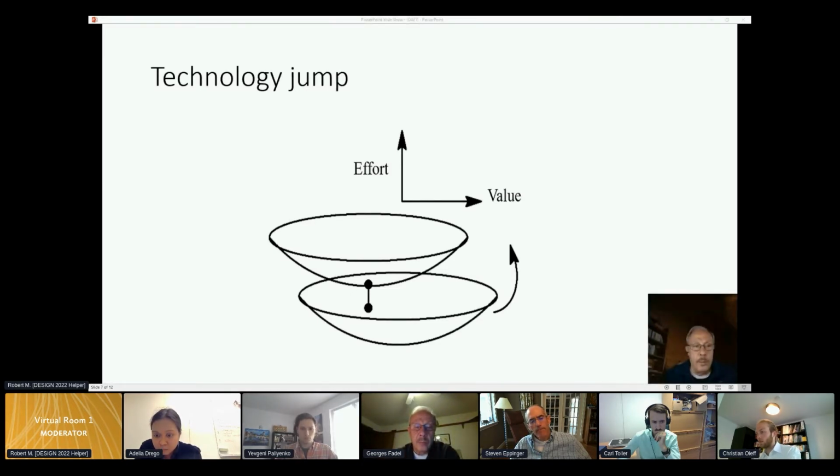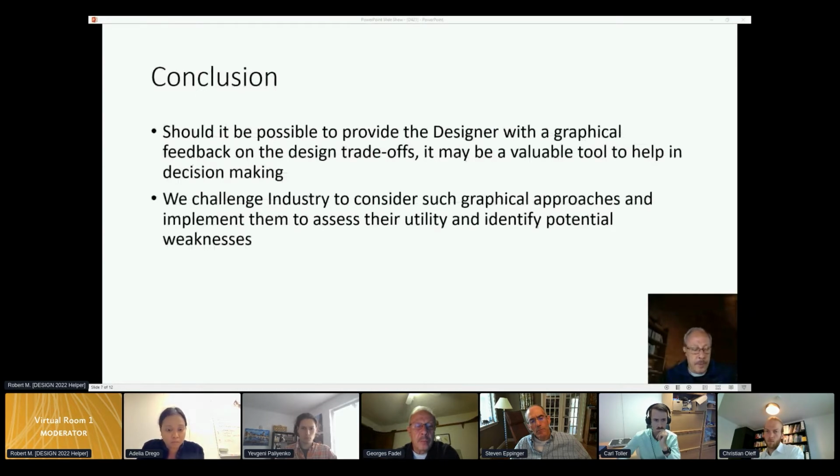and then you would have a different ball. In conclusion, if companies are able to create such graphical approaches to their designs, they may be providing their designers with a valuable tool to help them make trade-off decisions. Unfortunately, generating such data has to be done within industry to assess its potential. So we challenge industry to consider this and identify the potential and weaknesses of this approach.